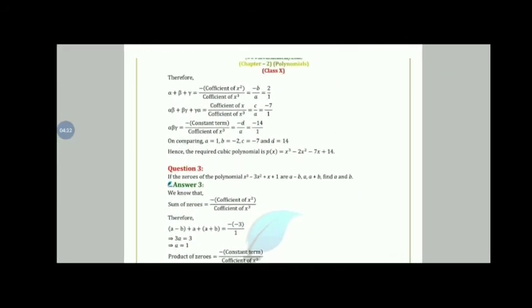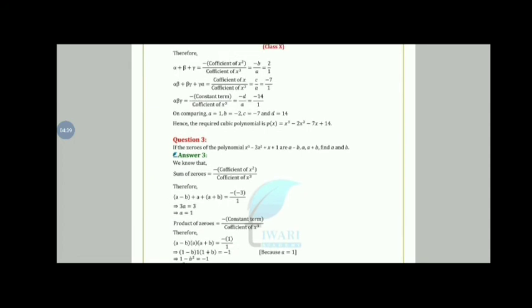We know that alpha plus beta plus gamma is minus coefficient of x square over coefficient of x cube, alpha beta plus beta gamma plus gamma alpha is equal to coefficient of x over coefficient of x cube, and alpha beta gamma is equal to minus constant term over coefficient of x cube. So this is question number 2. Now we'll move towards the next. After finding this, we'll do one thing.